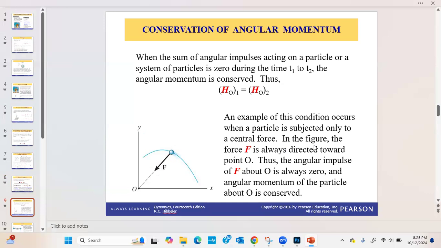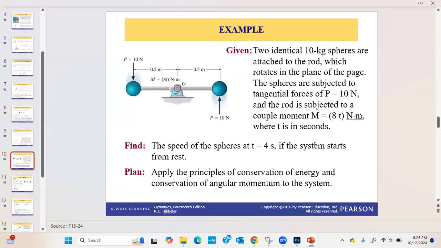So no extra impulse acting on the particle. Much like those forces we looked at in that carnival ride, those created no moment, so there would be no impulse there. So let's look at this sample problem. This will give us a better sense for what we're doing. We've got two identical 10-kilogram spheres attached at the end of this rod, and you can see they're equidistant from the center, 0.5 meters. They're subjected to a 10 Newton force, both top and bottom, both acting in the same direction from an angular perspective, both causing counterclockwise rotation.